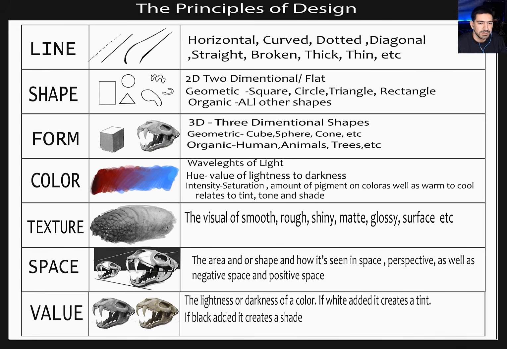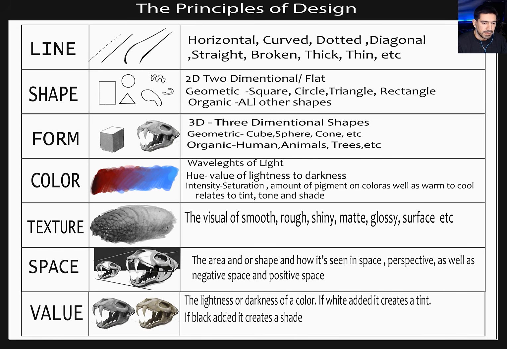Then going down to color, which, what is color? It's what wavelengths of light, with pigment. We have hue, value of lightness to darkness, intensity and saturation, which is the amount of pigment on a color, from warm to cool as it relates to tint, tone, and shade. And then we go to texture, the visual of smooth, rough, shiny, matte, glossy, etc. So it's the surface of all that type of stuff.